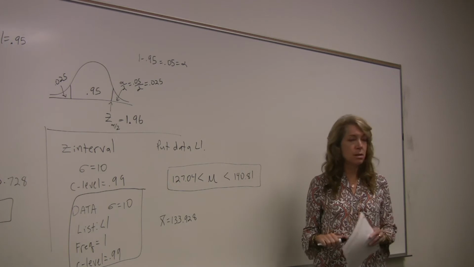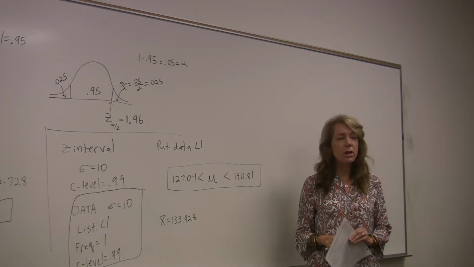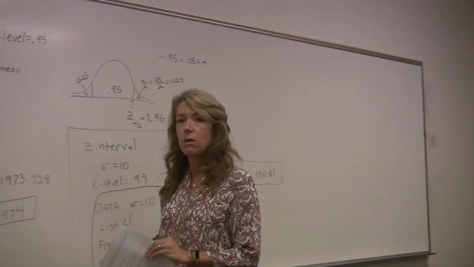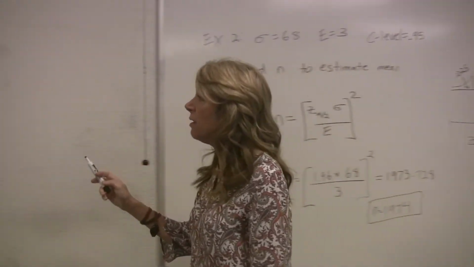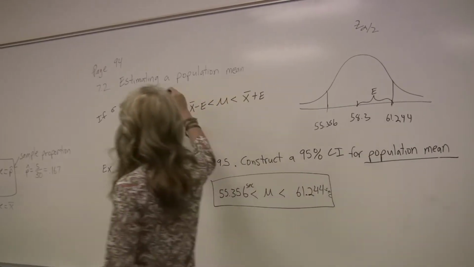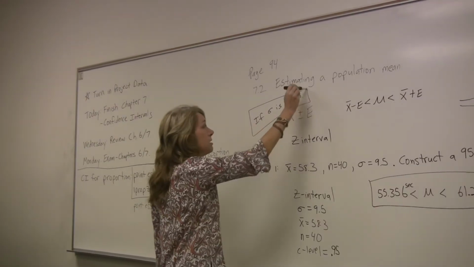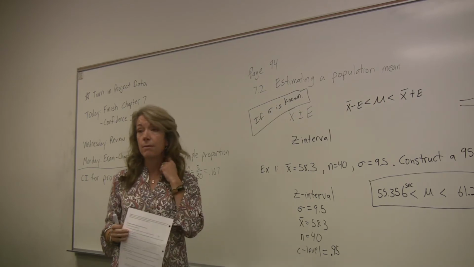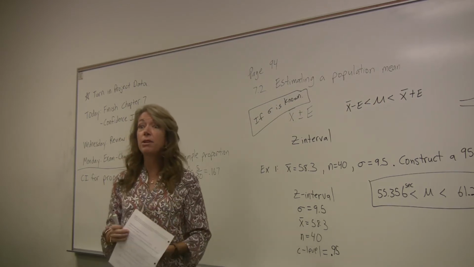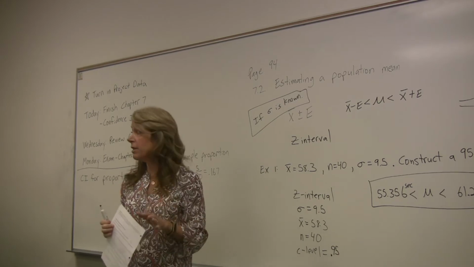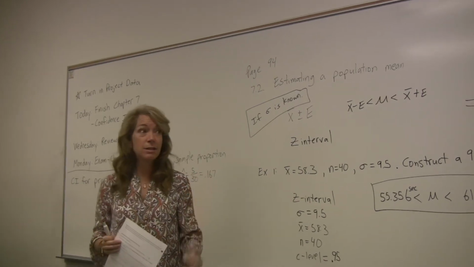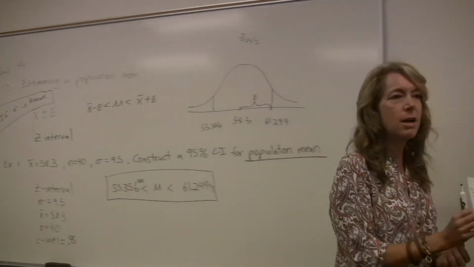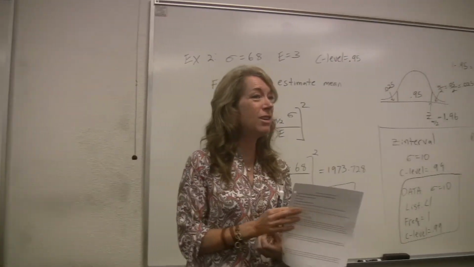Questions on that? When do we do Z interval? When you know the standard deviation. When we know the standard deviation for the population, and when the question's asking us to find a confidence interval for the population mean, not a population proportion. That was something else. Okay, let's go ahead and take a 10-minute break from here, and then when we come back, we'll talk about what to do when we don't know sigma.